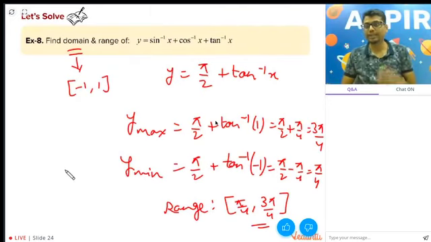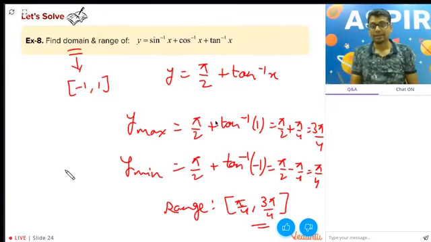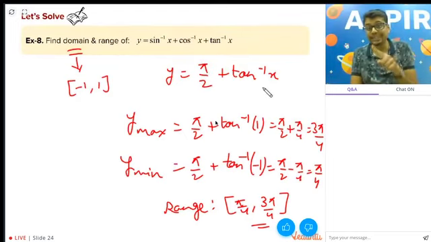So the domain should be clear. It is minus 1 to 1 closed, because in the domain we take the intersection. Sin inverse x plus cos inverse x is pi by 2, so y is equal to pi by 2 plus tan inverse x. And tan inverse x is increasing, so it will be minimum at x equal to minus 1 and maximum at x equal to 1. Done.